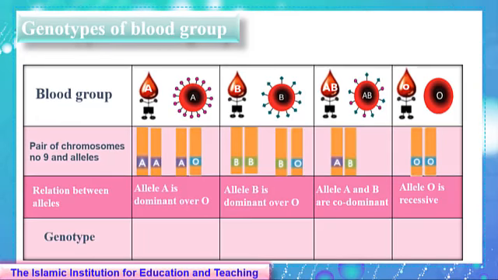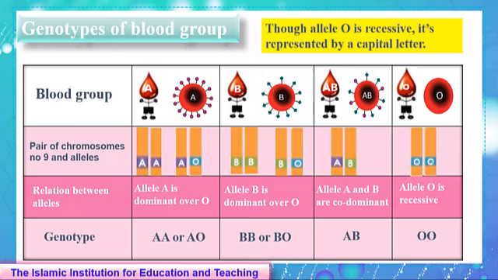Therefore, the genotypes of blood type A is either AA or AO. For blood type B, it is either BB or BO. For type AB, the genotype is AB. For type O, the genotype is OO. Although allele O is recessive, it is symbolized by an uppercase letter or capital O.